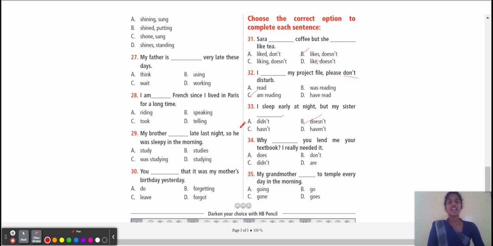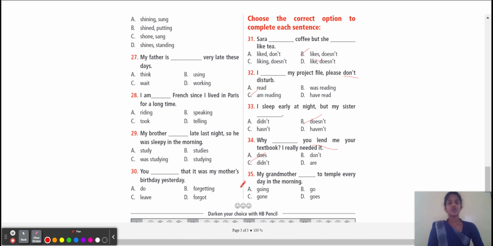34th. Why dash you lend me your textbook? I really need it. Why? Because we use that option, lend is the past tense, you see that. So you can pick the option didn't. Why? Because did plus lend is formed as the past tense form.